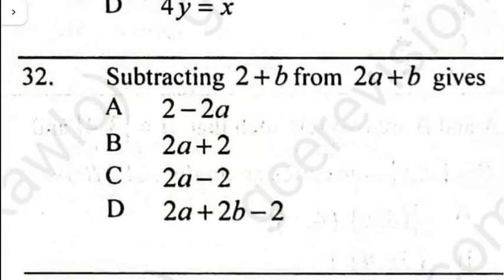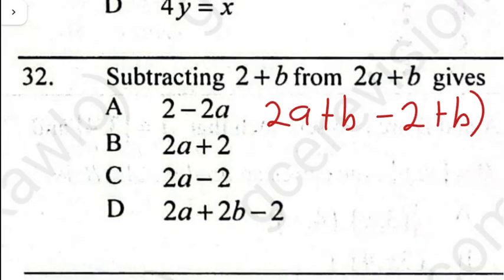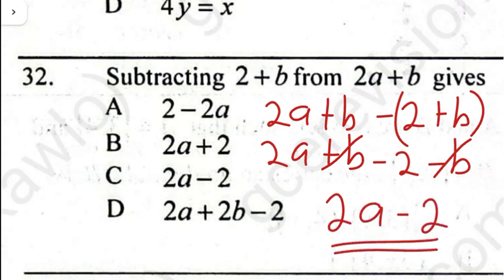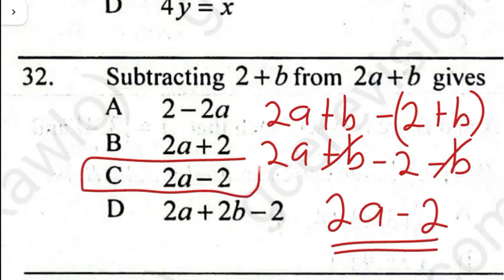Question 32. Subtracting 2 plus b from 2a plus b gives... Follow the English: we have 2a plus b minus 2 plus b. You must put brackets here to make sure you distribute the negative sign to all the elements in the brackets. So it gives 2a plus b minus 2 minus b. Negative b plus b is 0, and we're left with 2a minus 2.